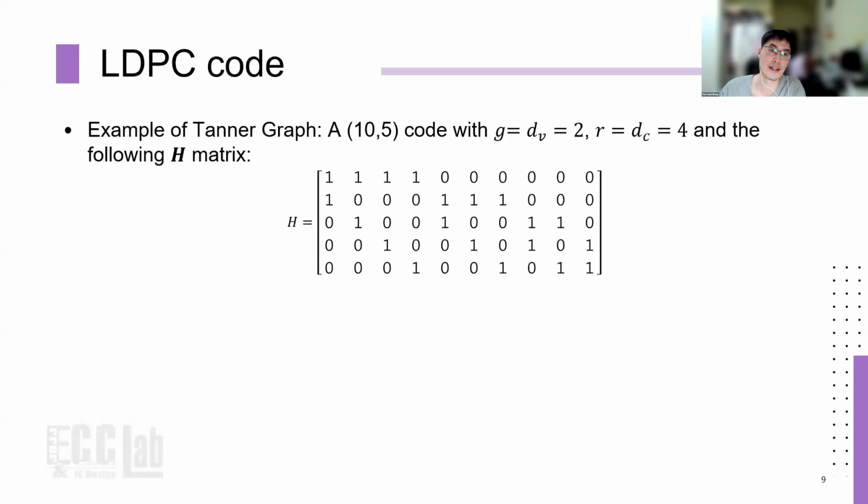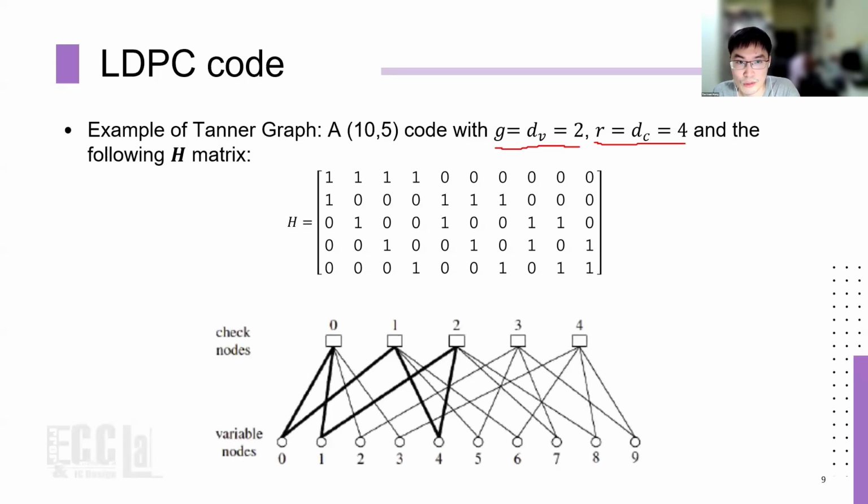So let's see an example. Given a (10,5) code with parity check matrix as follows. We can see the row weight is 4 and the column weight is 2. Then we can transform this H to the Tanner graph, like this one. A Tanner graph is a bipartite graph whose nodes separate into two types, and edges connect only nodes of different types.